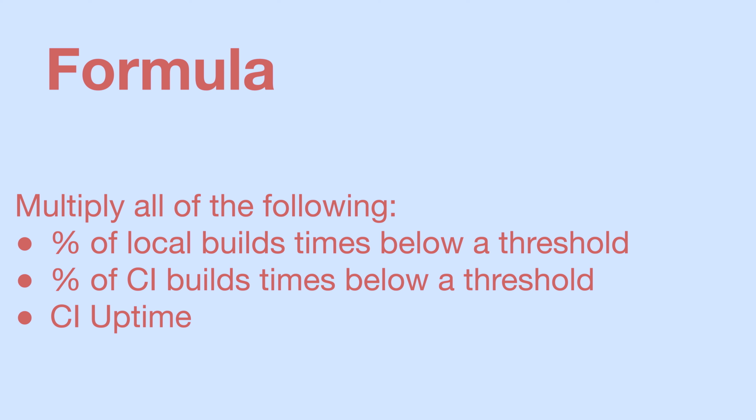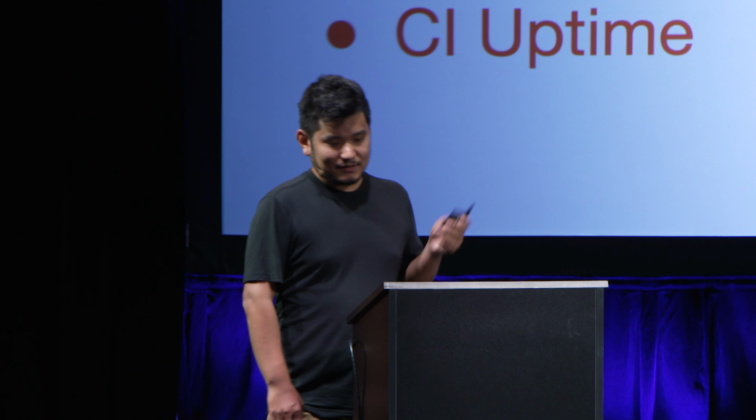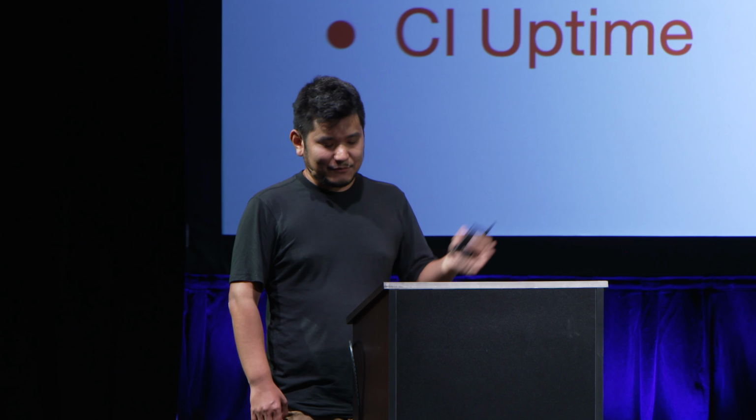And then just quickly coming up with a formula. So based on everything that I talked about, we take the local build times below threshold, the CI build times below a threshold, and the uptime. And that's how we come up with a number. We also give some weights. In our case, we prioritize CI uptime versus the speeds. So we give more weights to the CI uptime. But yeah, again, it depends on the case.